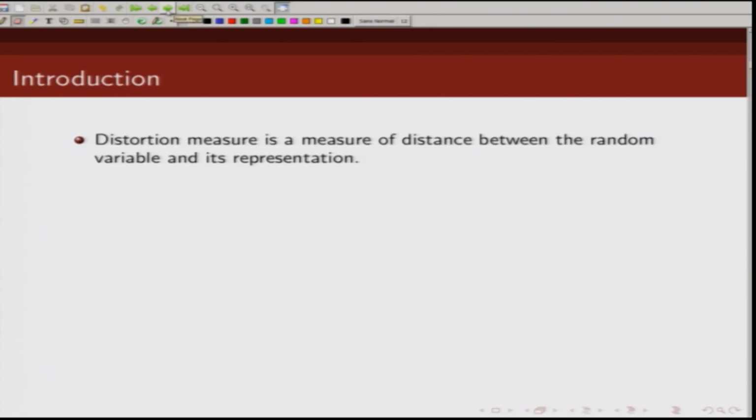So, a distortion measure is a measure of distance between the random variable and its representation. As I said, when an arbitrary real number is represented using a fixed number of bits, we are introducing some sort of distortion. So, distortion measure is a measure of distance between this random variable and its representation. There could be different ways in which we could define this measure of distance between the source alphabet and the reproduced alphabet.